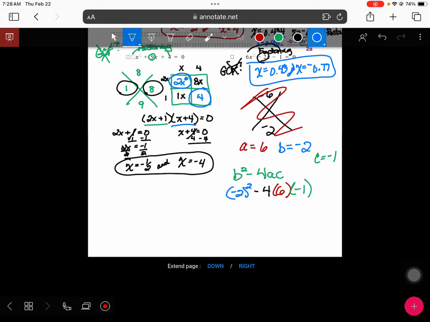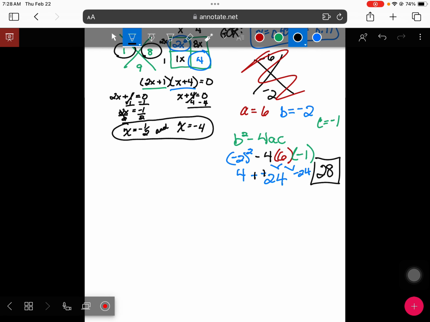So -2 squared is 4. Please remember to put the parentheses around the -2. Minus 4 times 6 is 24, and times -1 is going to be -24. So we cannot subtract a -24, so we add the opposite. My discriminant then is 28.